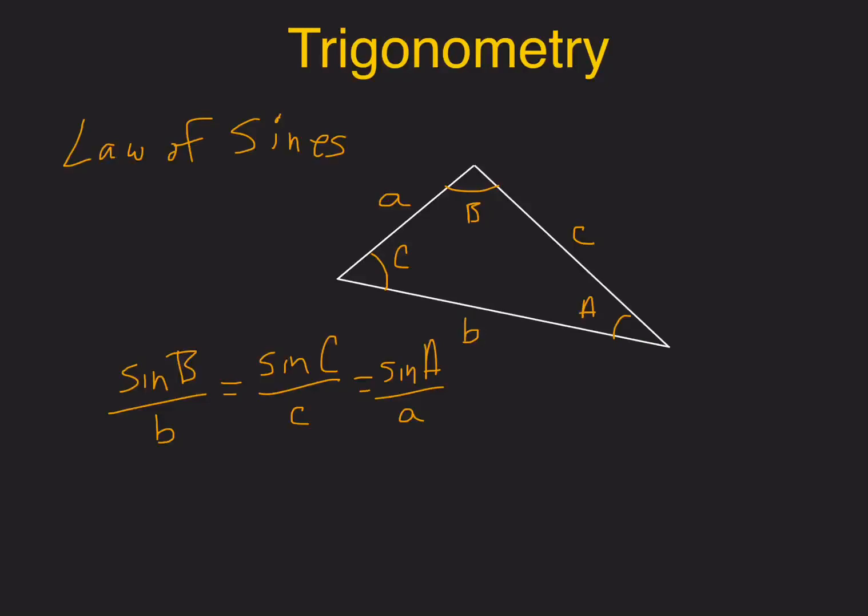So depending on what information you're given about a triangle, if you have sides and you have some angles, you can always use the law of sines to figure out what you're trying to determine. So that's kind of nice.